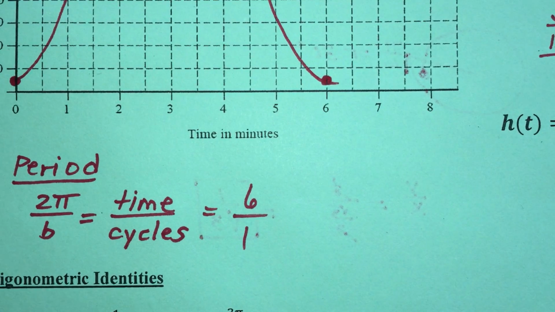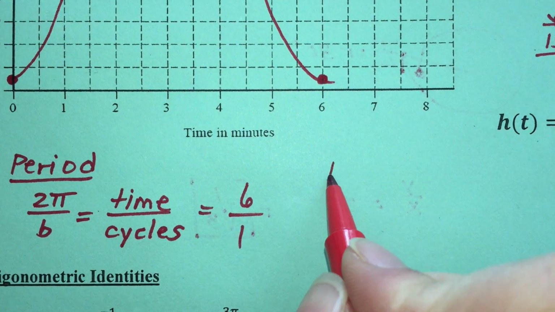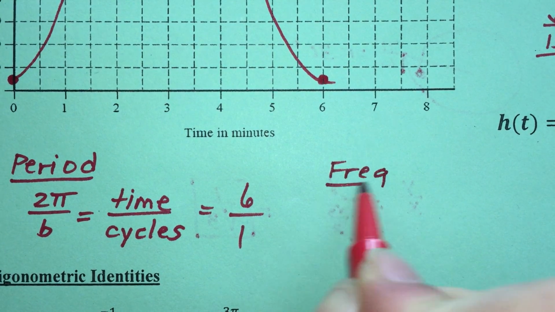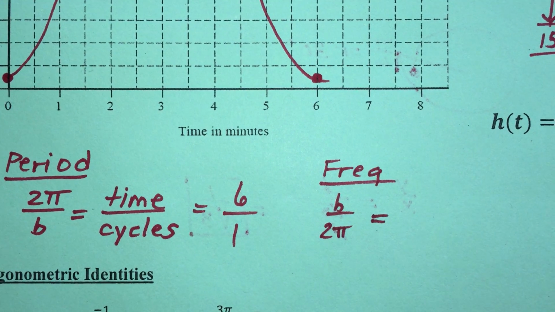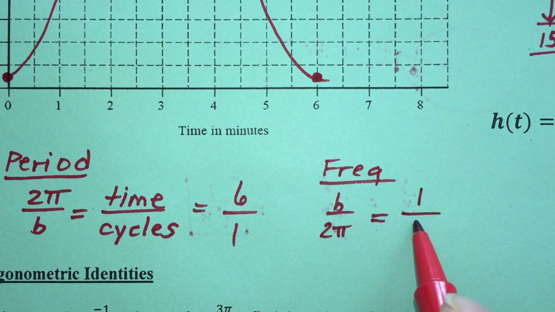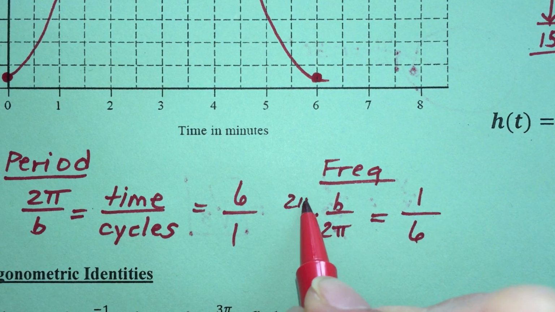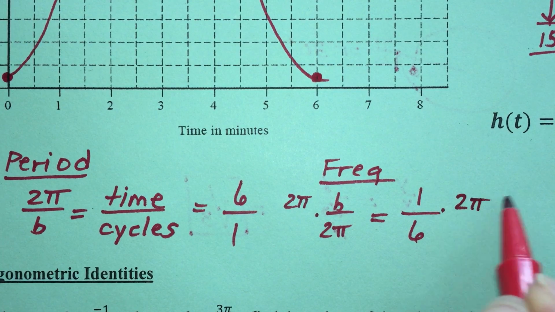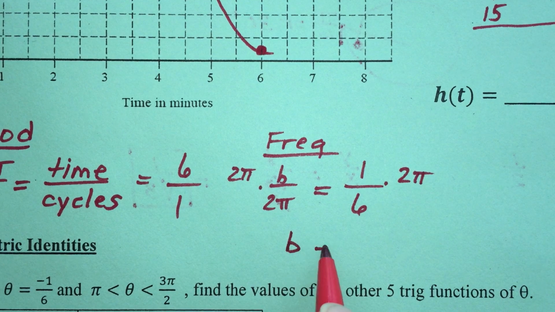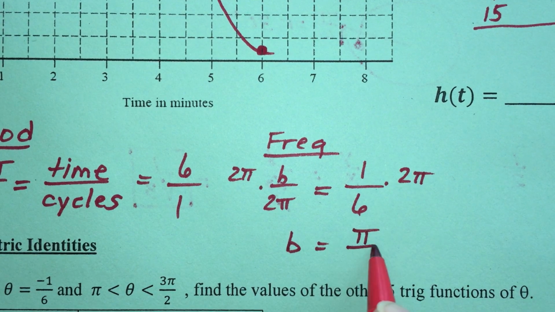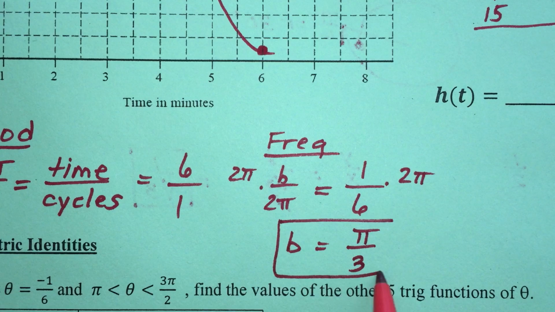So that's one way we can do this, through using period. We can also use frequency, which is just the reciprocal of this. So really quick, frequency is going to be b over 2 pi, and that's going to be cycles per time. And that means one cycle per 6 minutes. This makes it really easy to solve for b because you just have to multiply by 2 pi on each side. When we do that, we get b by itself, and b is pi over 3 if you simplify that fraction.